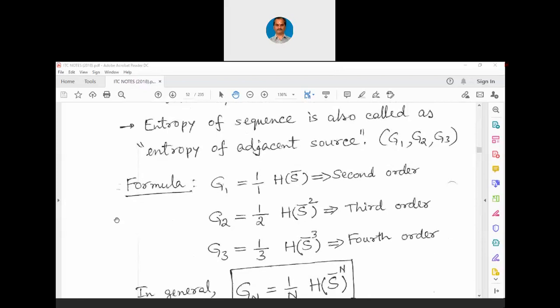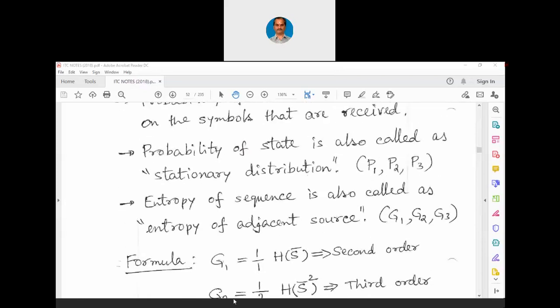Lastly, I am summarizing all the formulae. G1 is 1 over 1 because n is 1 here. H of s bar, this is the notation in some of the textbooks. Now this is called a second order system because H itself is the first order. So G1 is naturally the second order.